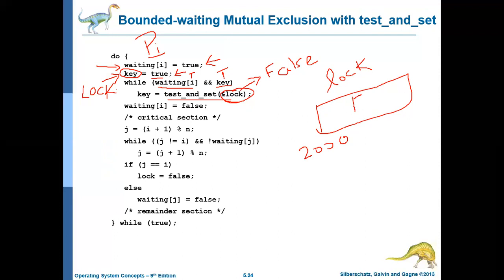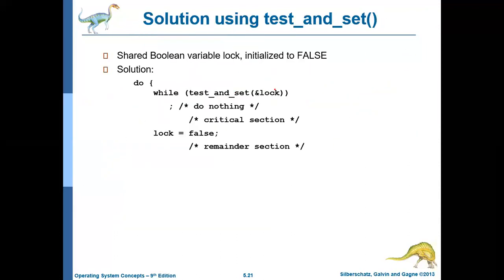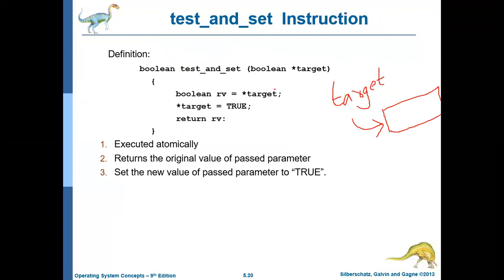So this address 2000 is being passed. Here when you say address of lock, it means 2000 is passed to whatever variable is being used by the test and set. So target is now pointing to the location 2000. 2000 is nothing but the particular location which contains the lock, and it contains false.